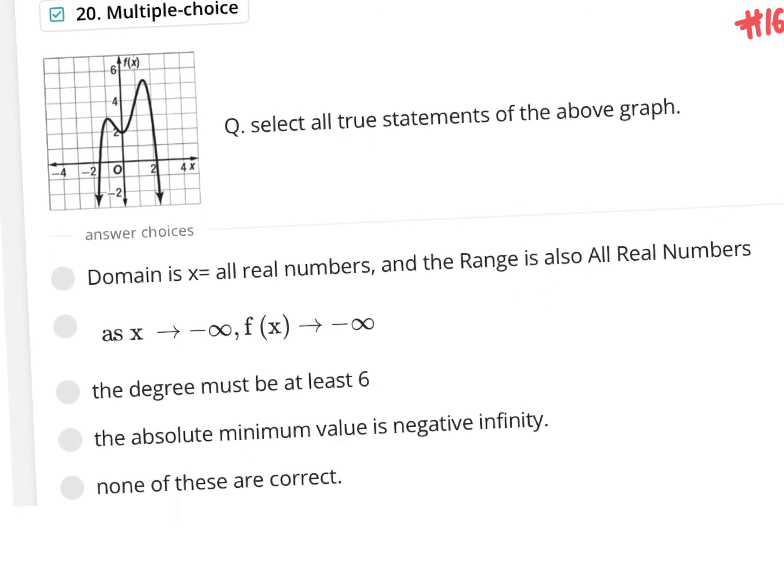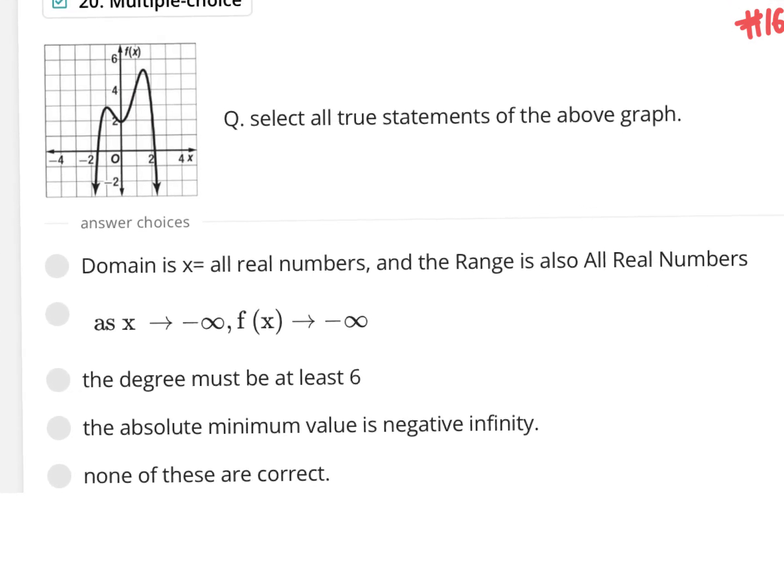Last question. The domain is x equals all real numbers. Does this graph go to the left forever and does it go to the right forever? Yes, it does. So the domain is x equals all real numbers. So far, this part is true, but let's continue reading. It says, and the range is also all real numbers. And we know that that's not true.